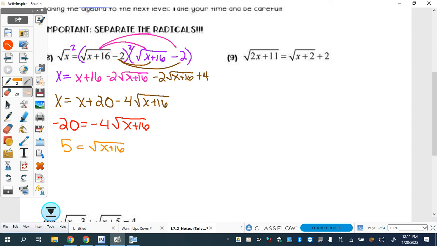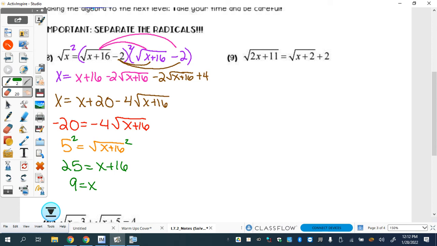And so now we're going to square both sides again. So sometimes we end up having to do it twice. So 25 equals x plus 16. Subtract our 16. And we get 9 equals x.